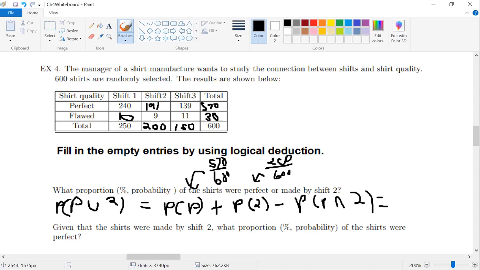Now, what are the odds it was perfect and made by shift two? So here we look for this one. This 191 is perfect and shift two. That's our 191, 600 total. So in this case, 570 plus 200 is 870 minus 191, that'll be 470. I think 479. I think that's 479 over 600.